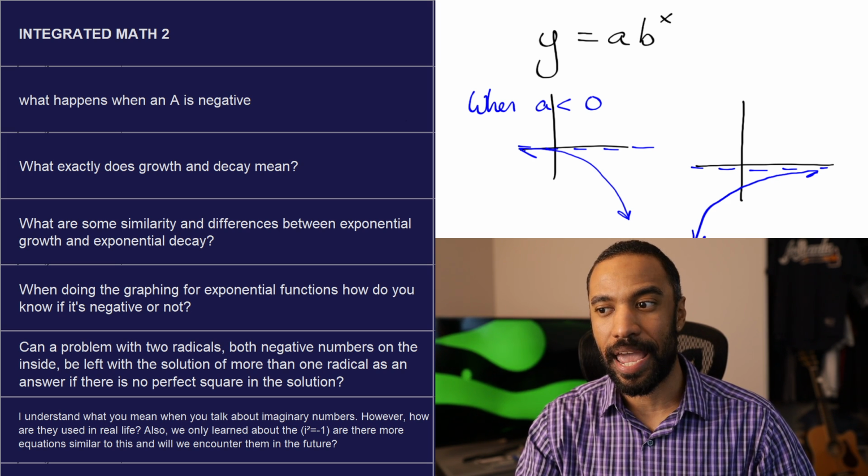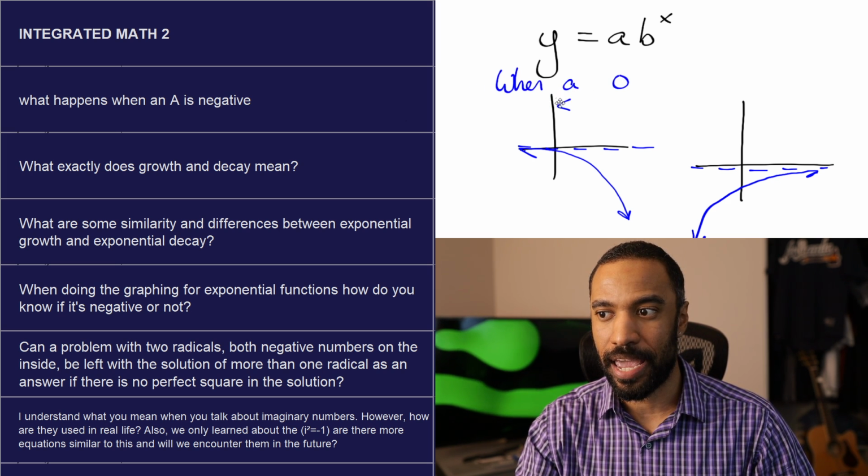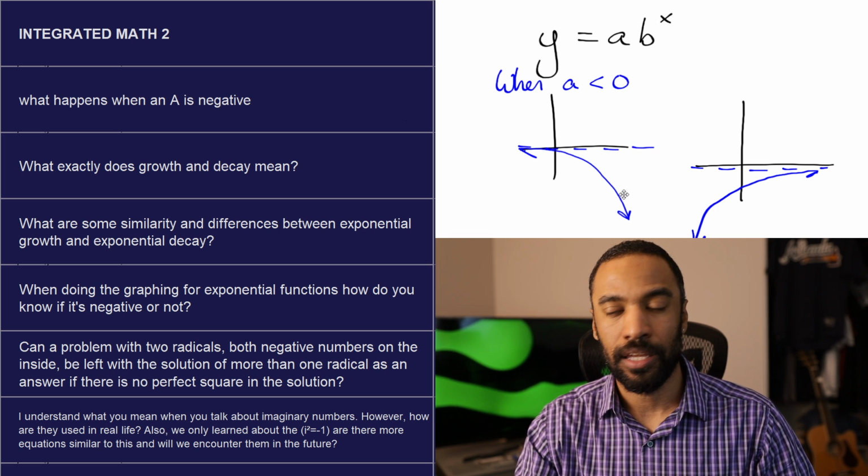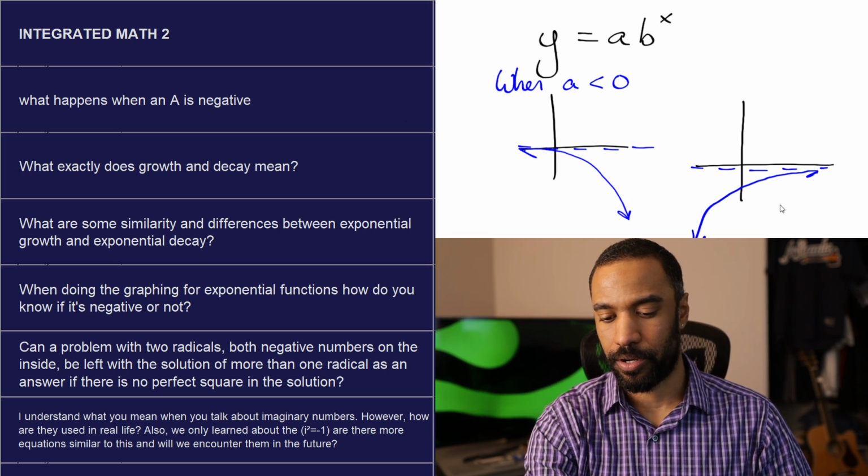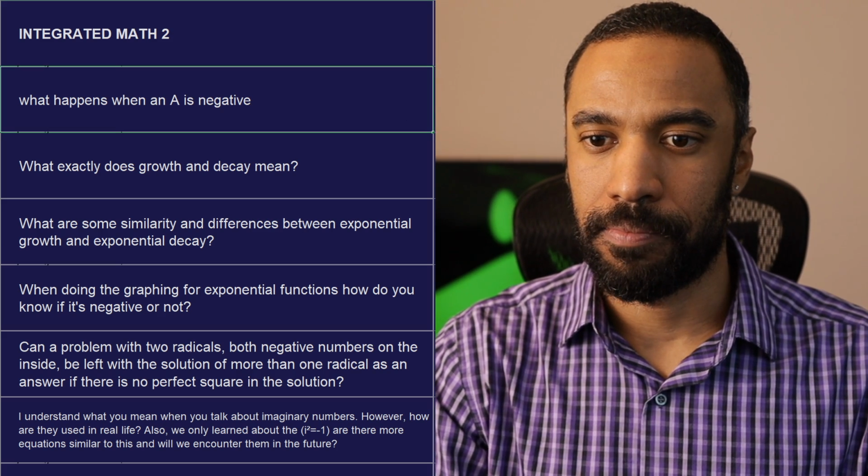So that's what happens when a is negative. I know that was your question. When a is negative, we are going to be getting graphs below the asymptote. They're still exponential in nature, and that's what occurs. Okay, so that's the end of that question.